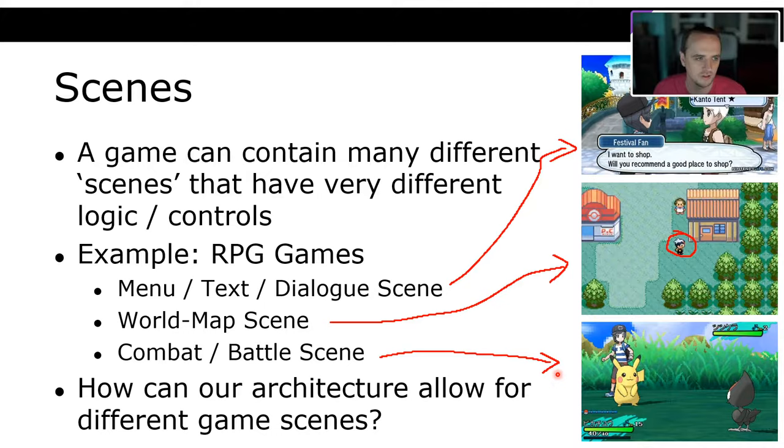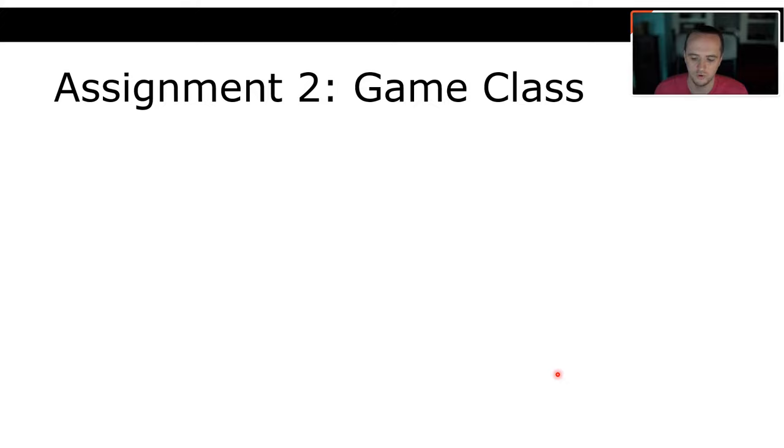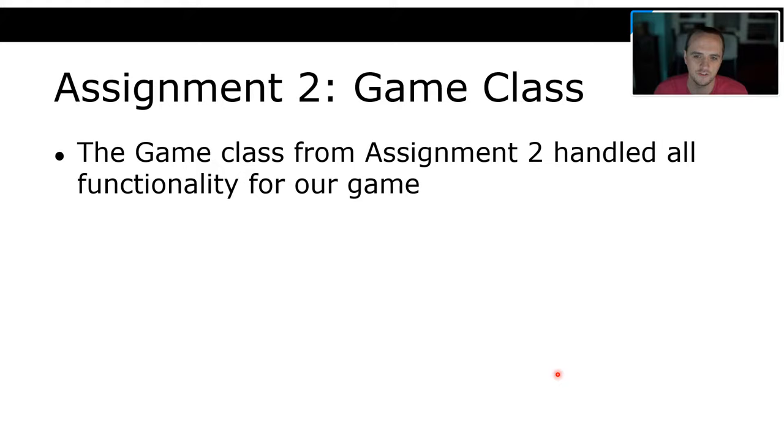So let's look back once, just briefly, at the game class that we had in assignment 2. So the game class for assignment 2 handled all the functionality for our game, right? Because our game was very simple. You start the game, you're playing the Geometry Wars, and that's the entire game. There's never any other scene in the game, right? There's no menus, there's no cinematics, there's no other scenes. It's just that one scene. So the game class could handle everything for that.